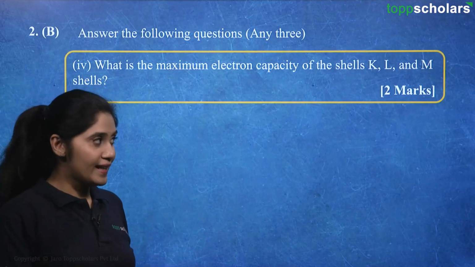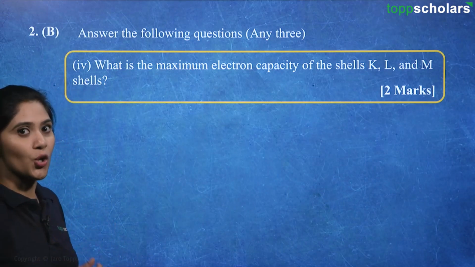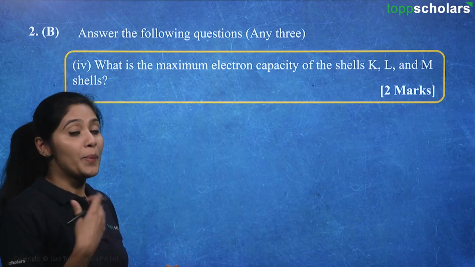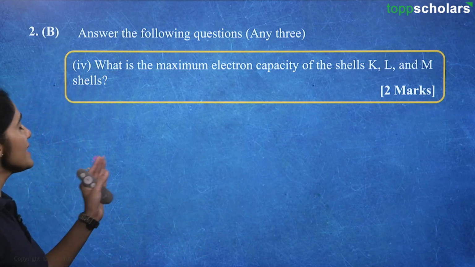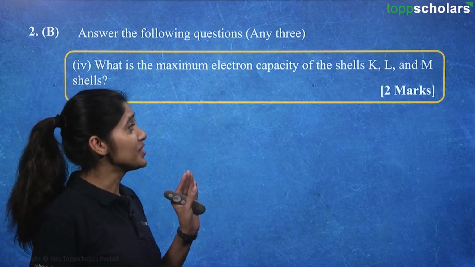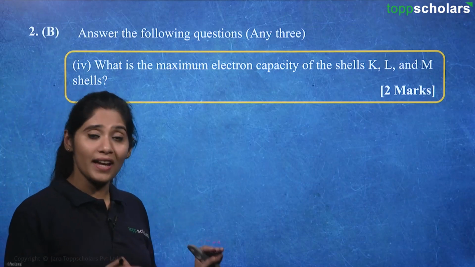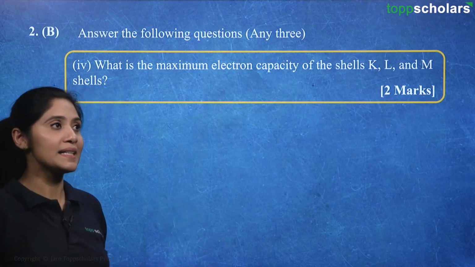This is a very simple question of filling of electrons in different orbits. We have our octet rule based on which we can answer this question very easily. What is the maximum electron capacity of the K, L and M shells? It's very basic, carries 2 marks. Okay, so this you must know.